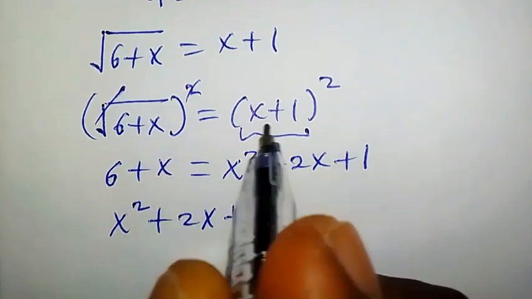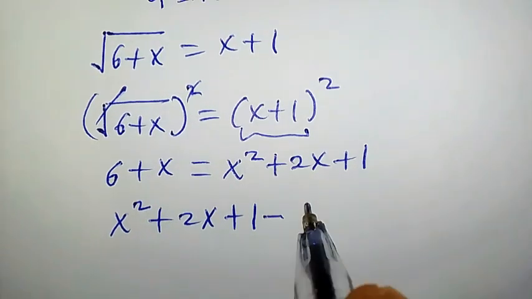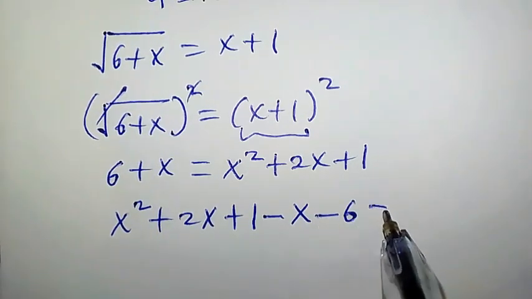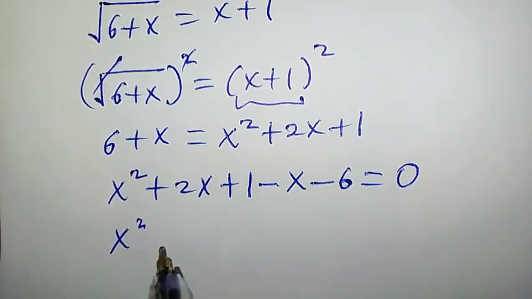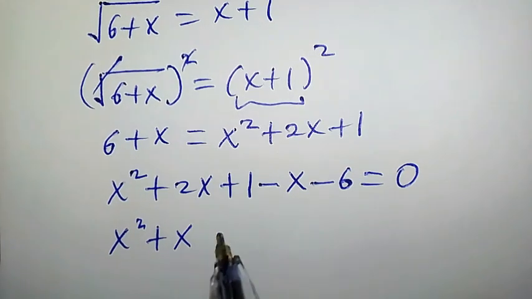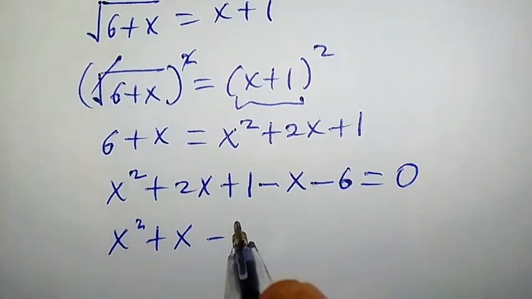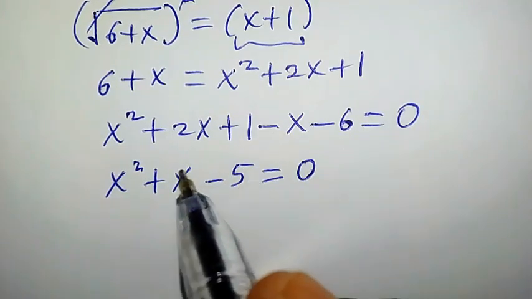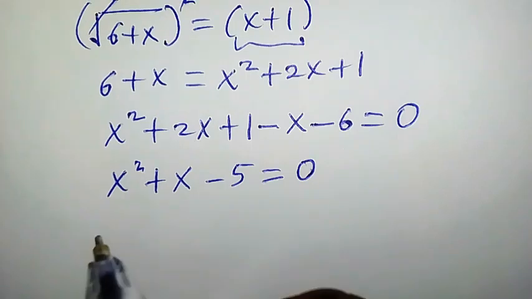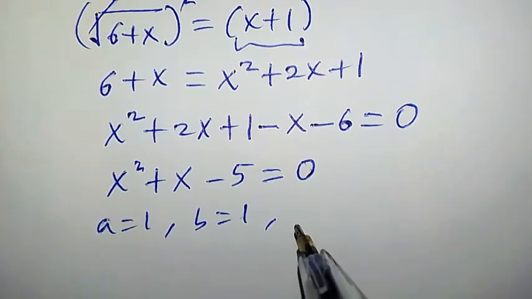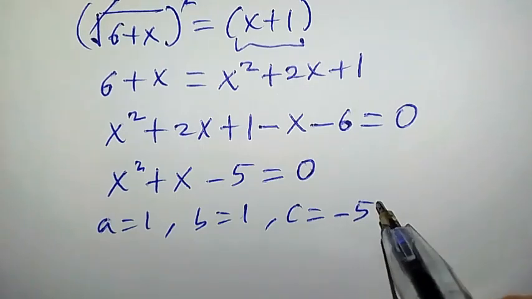When this guy comes to the right, it becomes negative x. Also, when 6 comes to the right, it becomes negative 6 equal to 0. X to the power of 2 plus 2x minus x, that is x. 1 minus 6, that is negative 5, equal to 0. Now, let us solve this quadratic equation using quadratic formula. Our a here is 1, and our b is equal to 1, and c is equal to negative 5.